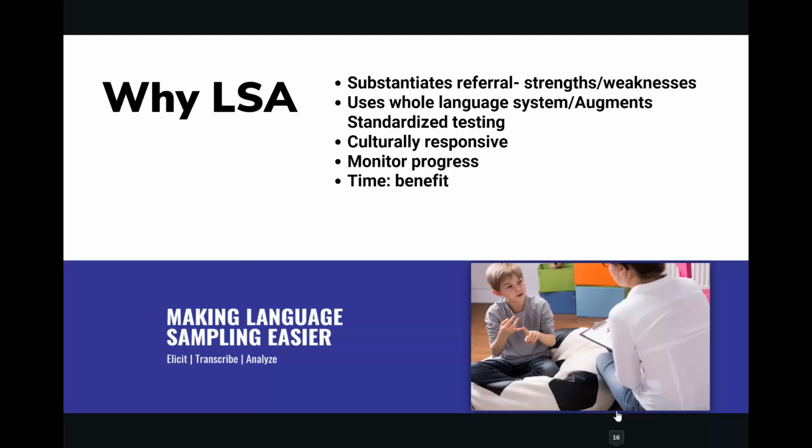Language sample analysis can also be great for monitoring change over time. It's pretty simple to collect a sample and then do the same type of sample later and see if there is progress after therapy. And also, there's a great time-benefit ratio.